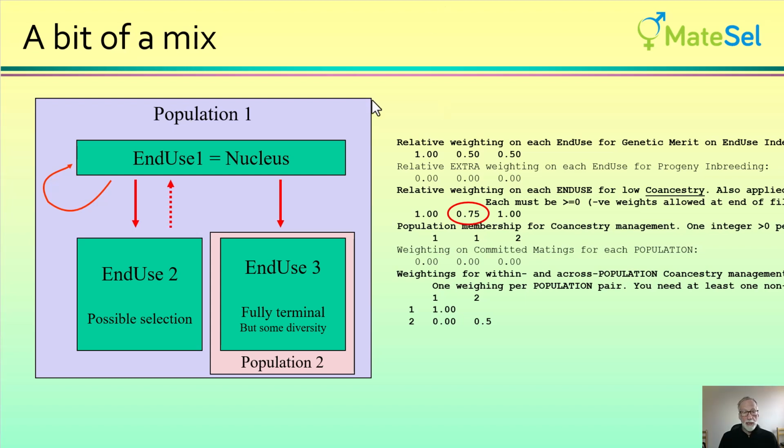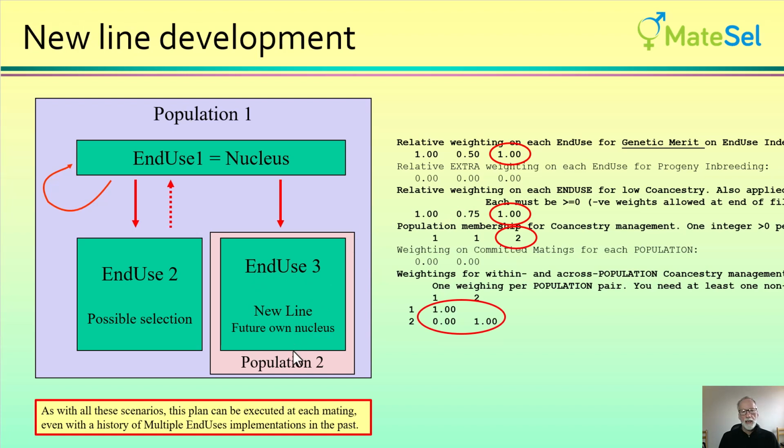Now with the lights on again, we can make a small modification to this example such that Enduses 3 is no longer fully terminal but is destined to be a new line. It sits within population 2. Now population 2, it is our intention that that will be a separate population with a different set of trait characteristics and independent diversity management.